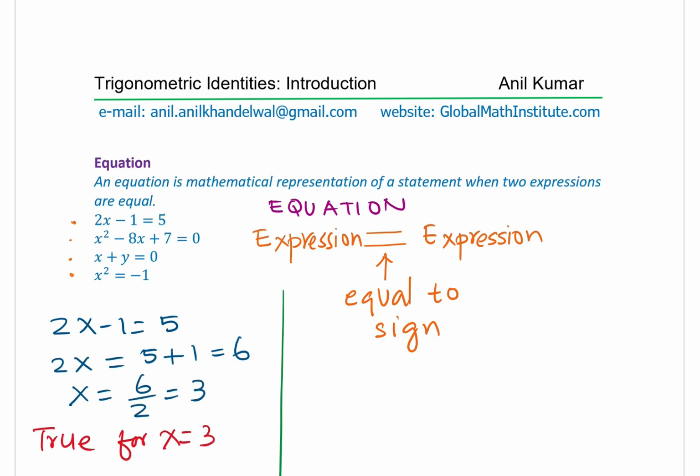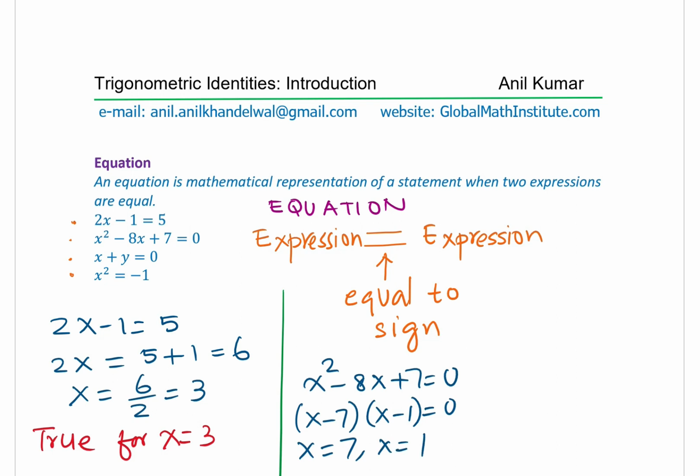The other equation, let's try to solve that, is x squared minus 8x plus 7 equals 0. You could factor this and write it as x minus 7 times x minus 1, since 7 is 7 times 1, both negative, right? So we could write it like this, factored. And then this equation is true for two values, x equals 7 and x equals 1. So we have in the first case one solution, and in the second case it is true for two values, which are 7 and 1.